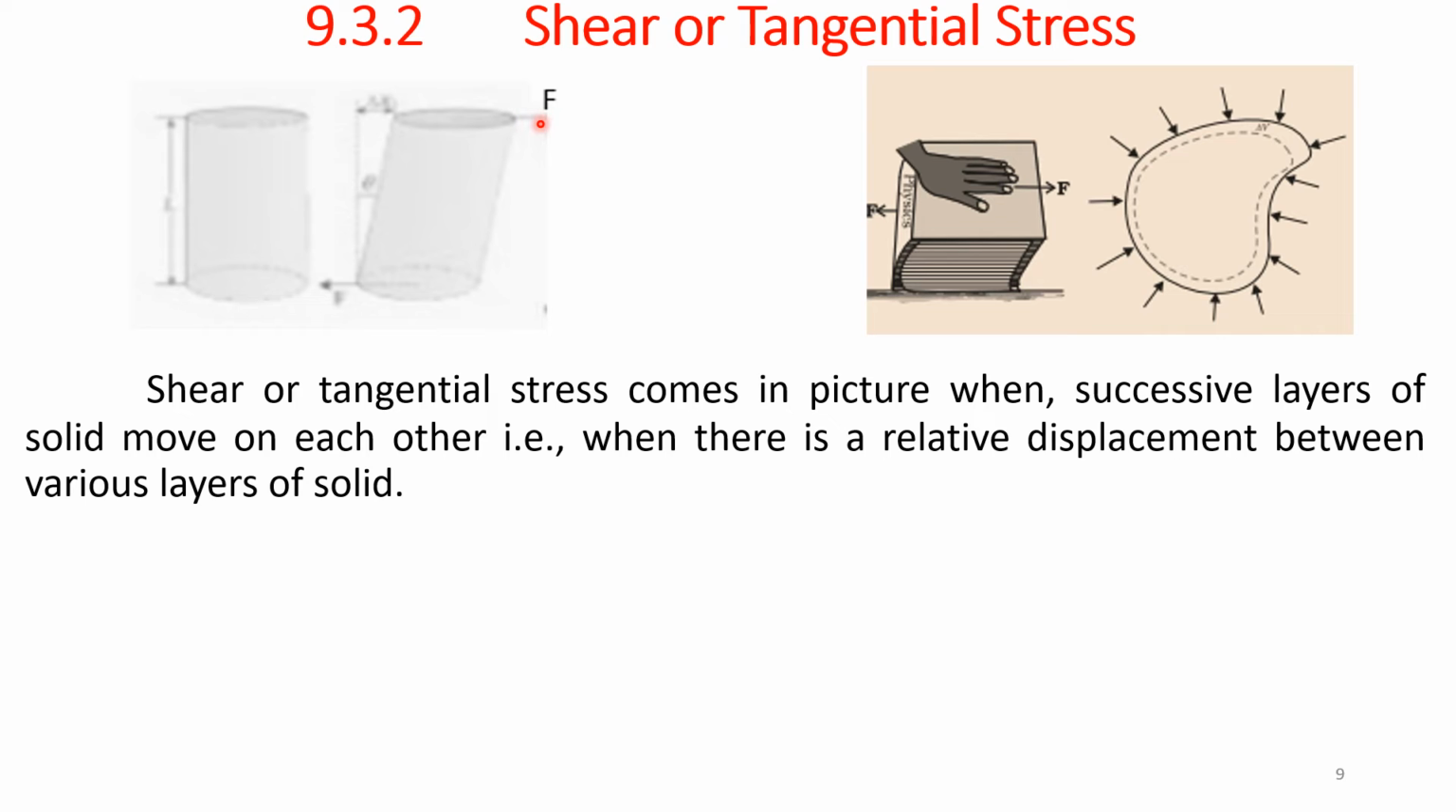Due to this force, and since the bottom surface is fixed, there is an angle theta created due to movement of the upper surface, and the displacement is delta x. Thus, there is a shearing strain. This is given by delta x by L, where delta x is the change in length and capital L is the original length. That is equal to tan of the angle theta, as shown in the figure, which is approximately equal to the angle theta itself. Let it be equation 2.